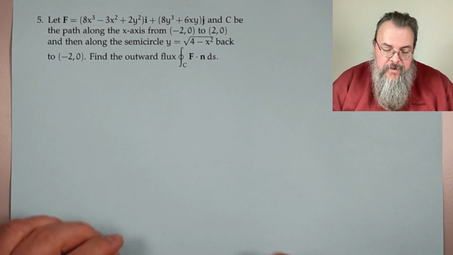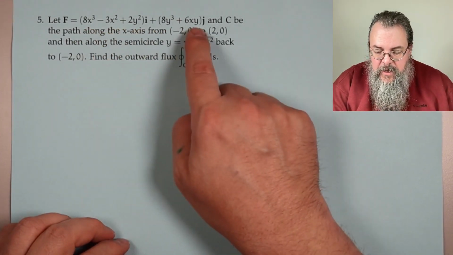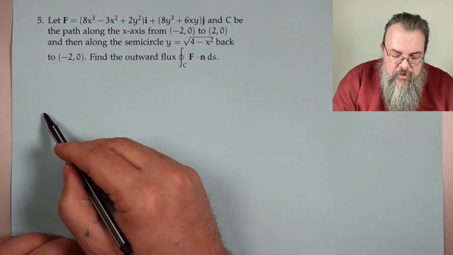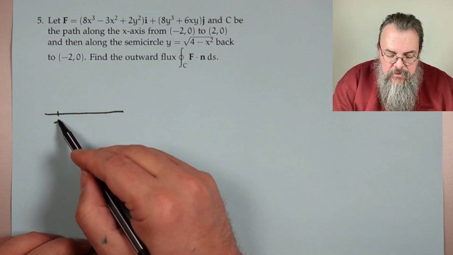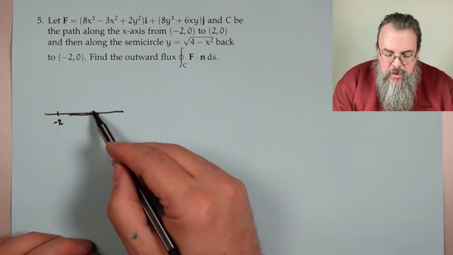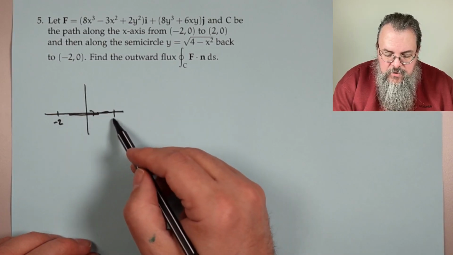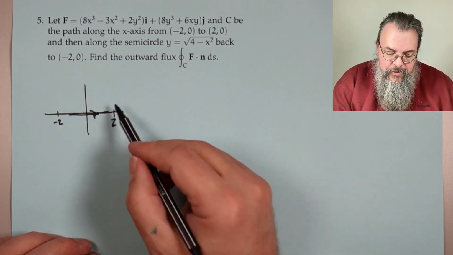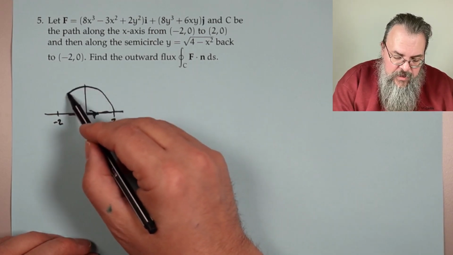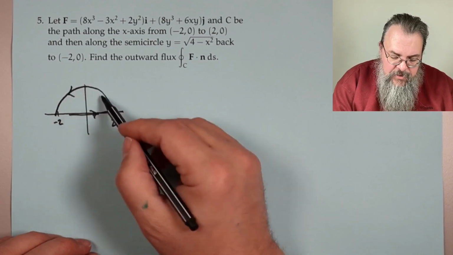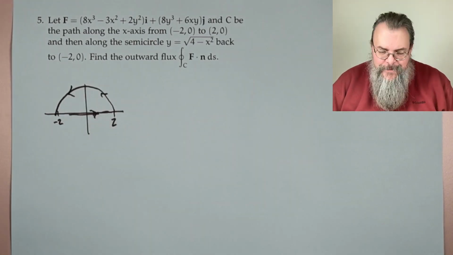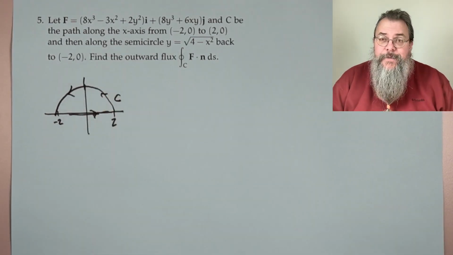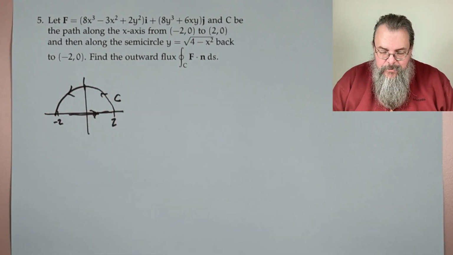Let f be the vector valued function given here. And let c be the path along the x-axis. Okay, let's draw this. Starting at -2, going over to +2, and then back along the semicircle y equals square root of 4 minus x squared to -2, 0. Huh. I'm getting some real strong deja vu vibes, because this feels like the same curve and the same f that we just did. So what's different?